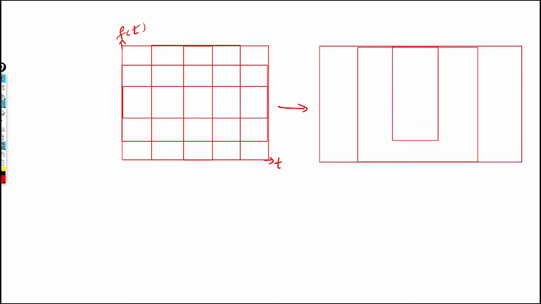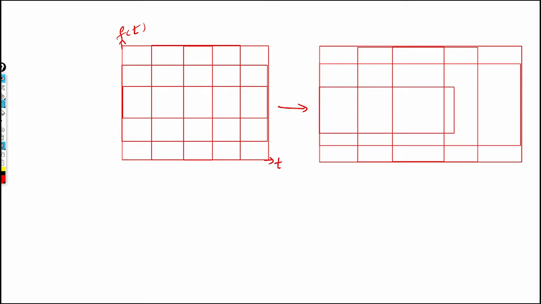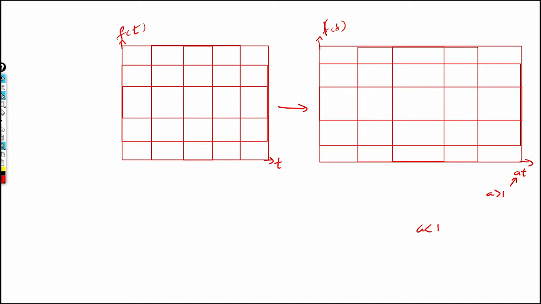So now we have this, and there is no change on this side. This is a t, this is a t. So this is stretching along the t axis. This is the case when a is greater than 1. If a is less than 1, this is squeezing, the opposite of stretching.